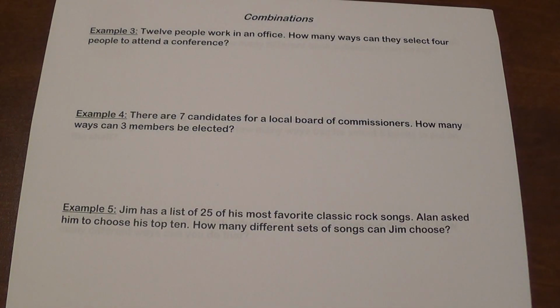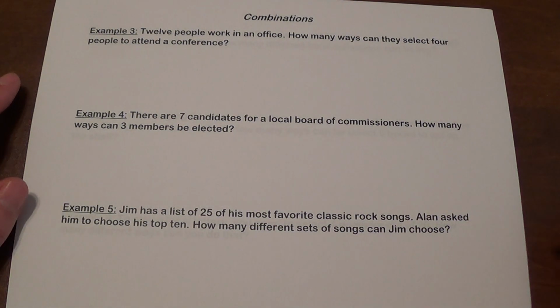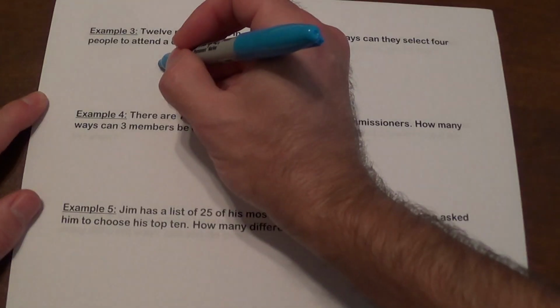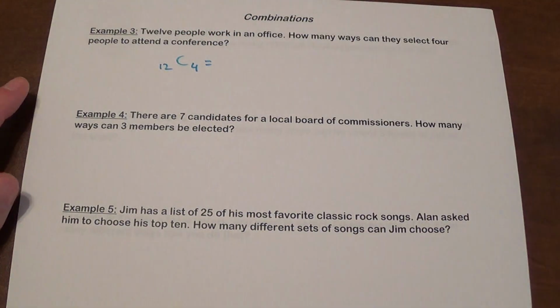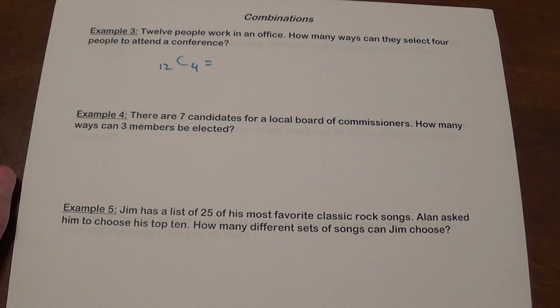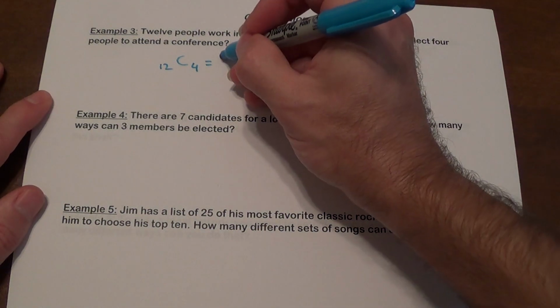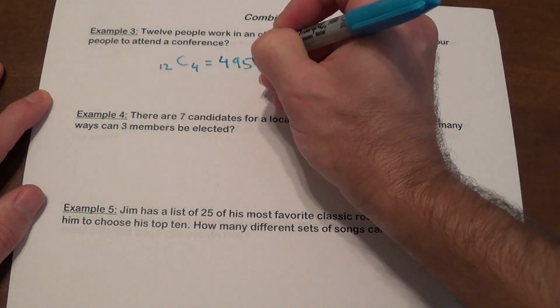Okay, so let's take a look at some word problems. 12 people work in an office. How many ways can they select 4 people to attend the conference? There's no order involved here. We're just selecting 4 people to attend the conference out of 12. So it's going to be 12C4. Then we type it in the calculator, and that's going to be 495 different ways this can be done.